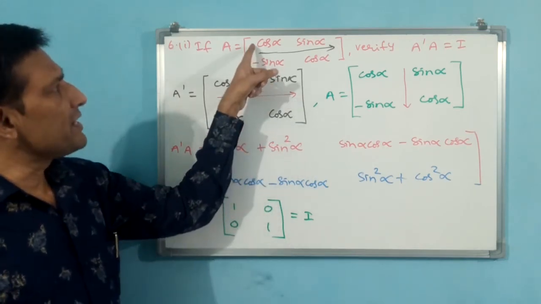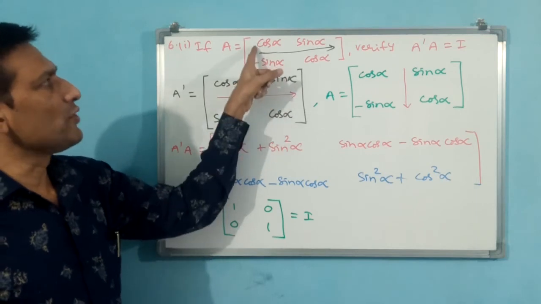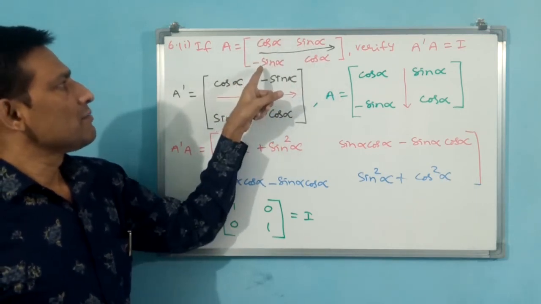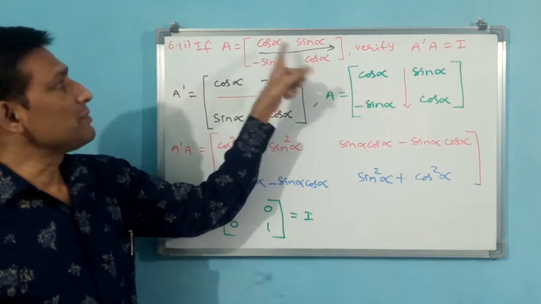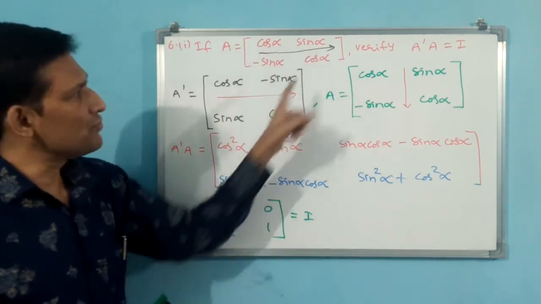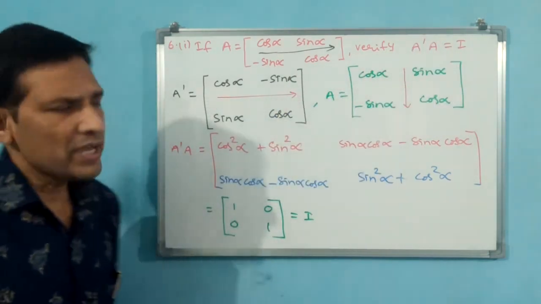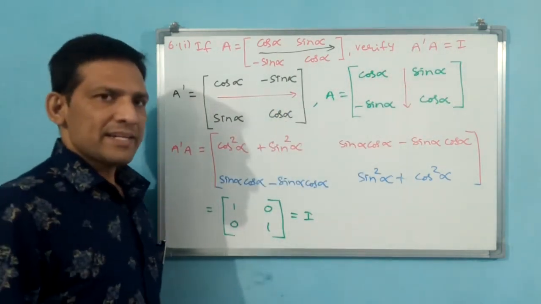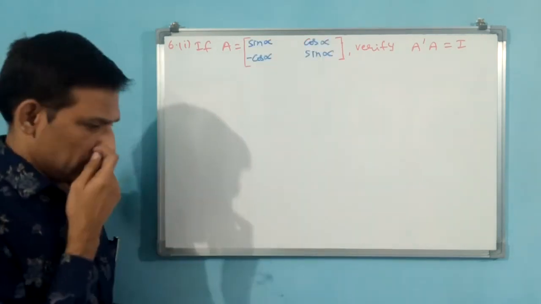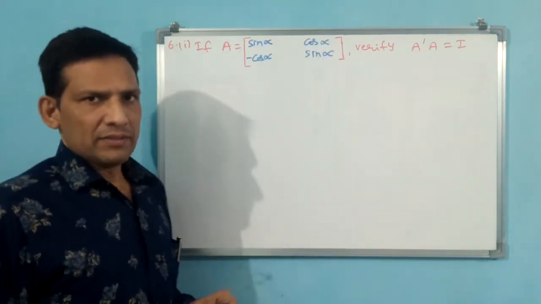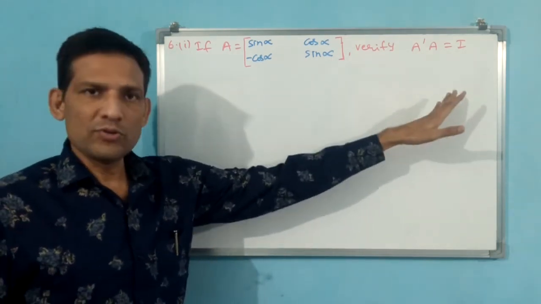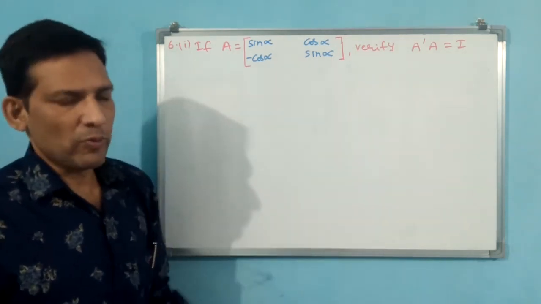See, simply here cos and sin are going to come. Sin alpha, cos alpha, minus cos alpha, sin alpha. That means in these two places sin alpha is going to come, and in these two places cos alpha is going to come. Same thing you have to prove. Let us write the second part also. Same question: A transpose into A is equal to I, the identity matrix, you have to prove.